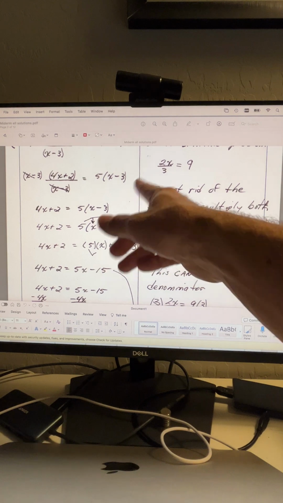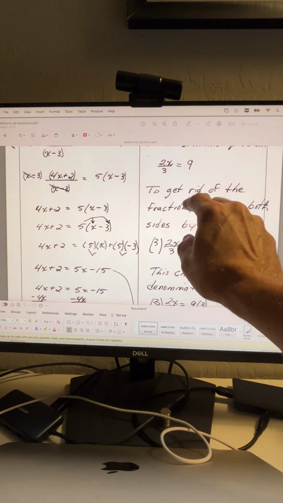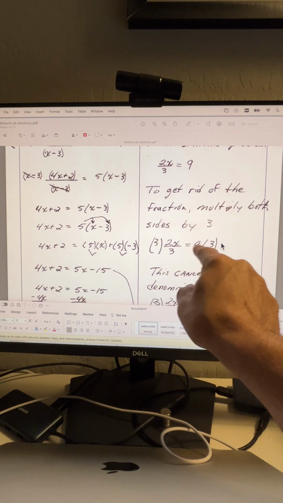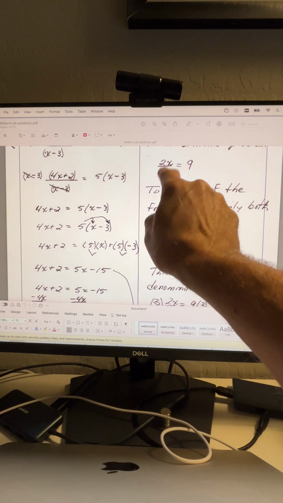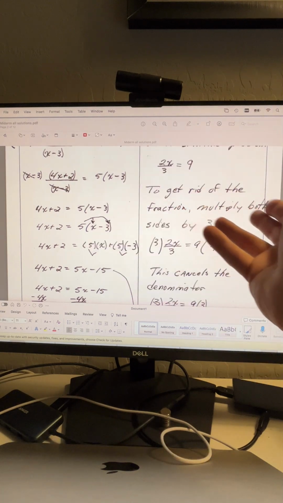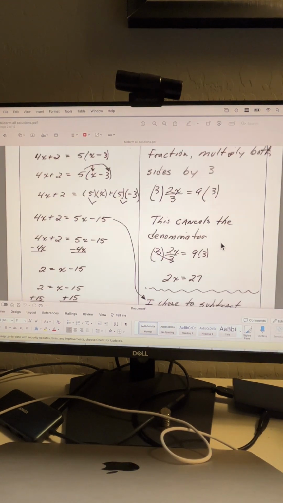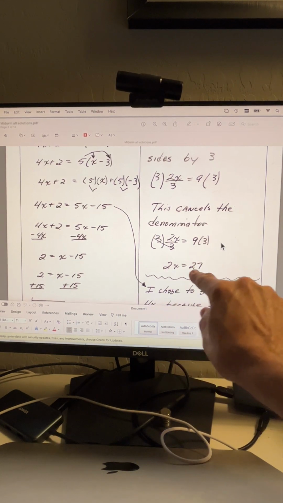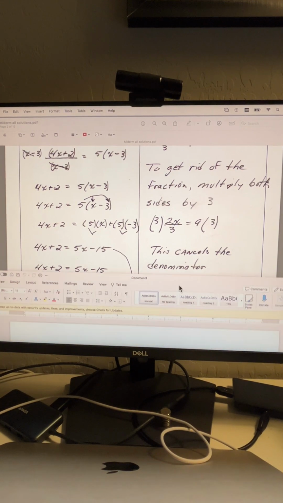And I know it says what to do to get rid of the fraction, multiply both sides by 3. But look what happens here. The 3 over 3 will cancel, and then the 9 times the 3 is the 27. You're getting rid of that fraction, and that's the cool thing. You can solve this other ways. But getting rid of the fraction, see how the 3 cancels there? And then we'll just look at that. Much more straightforward.